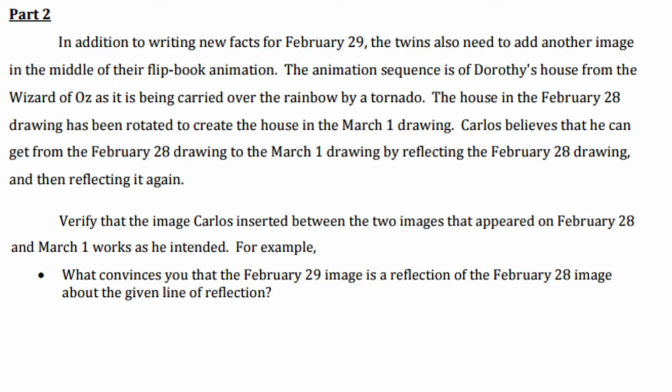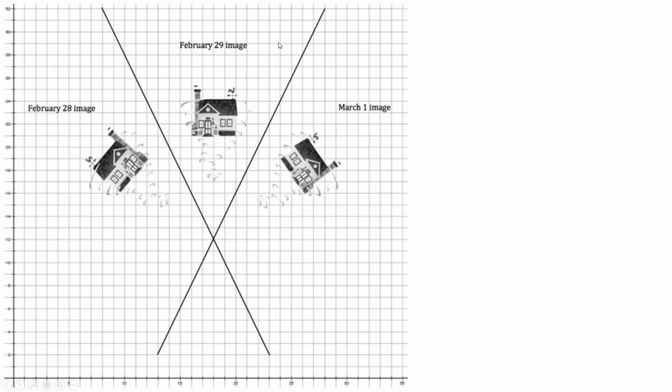Wow. Verify that the image Carlos inserted between the 2 images that appeared on February 28th and March 1st works as he intended. For example, what convinces you that the February 29 image is a reflection of the February 28 image about the given line of reflection? So here's this graph now, and here's my line of reflection right here. And does it look like this house and this house? Let's call this the pre-image and this the image. Is this image a reflection of the pre-image over that line? That looks very good to me.